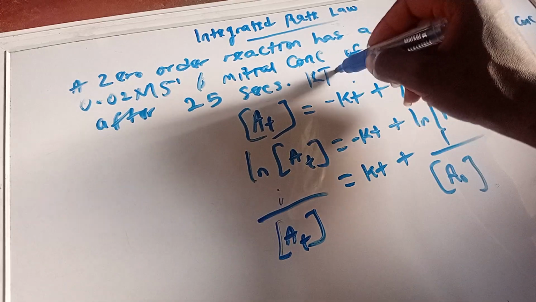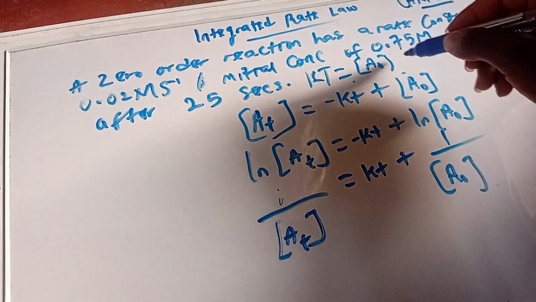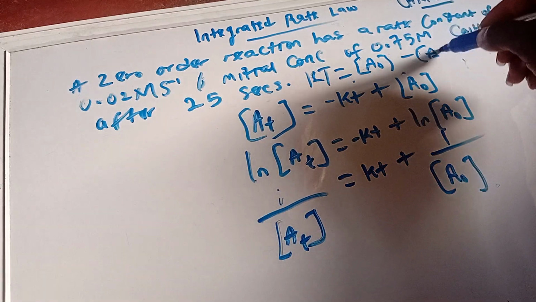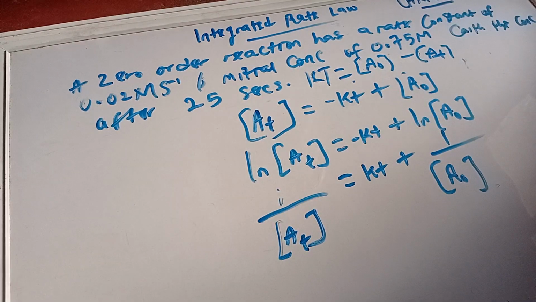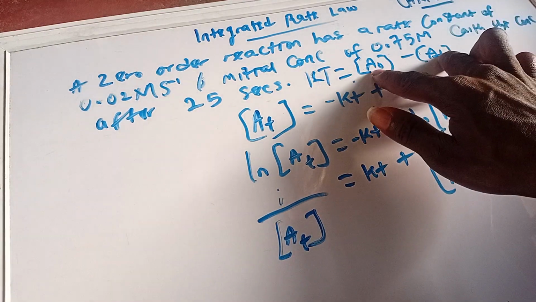So there's no minus again. kt will give us what? Conc of A0. Then this one will come minus what? Conc of what? At, right? Now, this is conc. The unit is mole. If you subtract them, you still get mole.